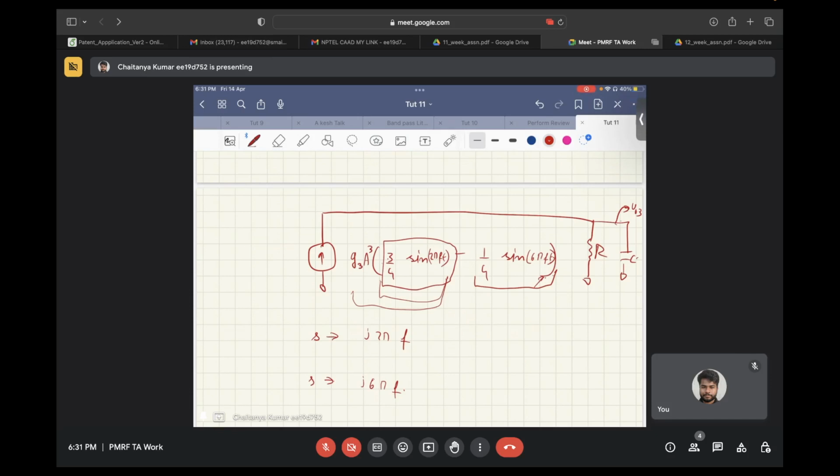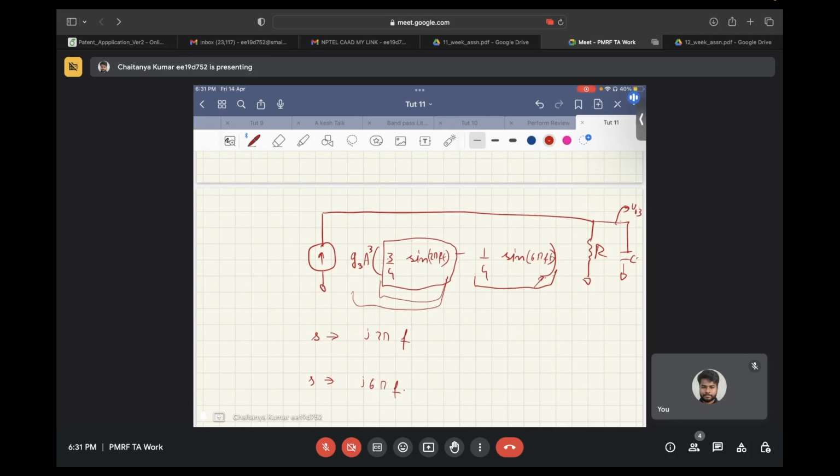Correct. And sir, in LTspice, how can we get that? So in LTspice, you don't need that, that's what I said. In LTspice, you just need to verify all the results.